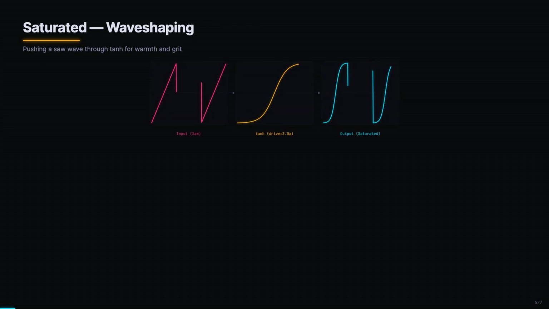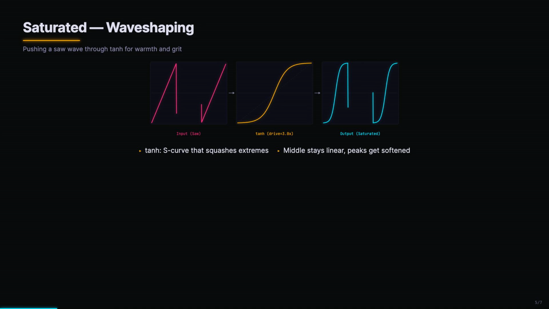Waveshaping takes an existing waveform and pushes it through a transfer function, a curve that reshapes the signal. For our saturated waveform, that curve is hyperbolic tangent, tanh. It's an S-shaped curve that gently squashes extreme values. Feed in a saw wave and the peaks get softened while the middle stays mostly linear. The result? New harmonics and a warmer, grittier tone.